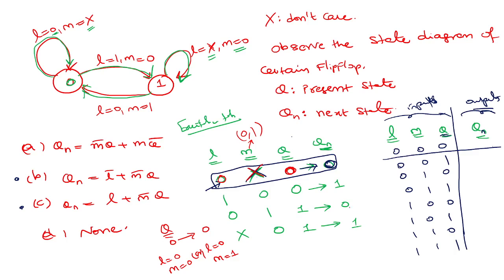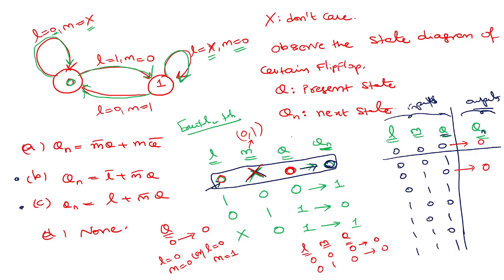That means if you say L, M, Q, let's say I take this combination 0, 0, 0, then this is 0, 1, 0. Your next state is going to be 0. Right? So here it is going to be 0, here it is going to be 0. I'm just trying to decode this. That's all.